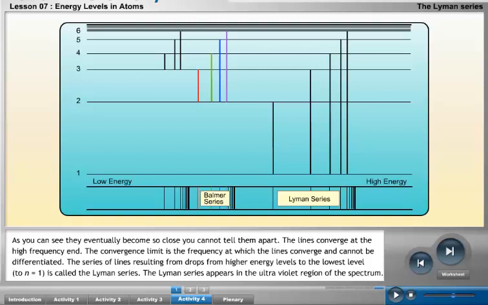The series of lines resulting from drops from higher energy levels to the lowest level, to n equals 1, is called the Lyman series. The Lyman series appears in the ultraviolet region of the spectrum.